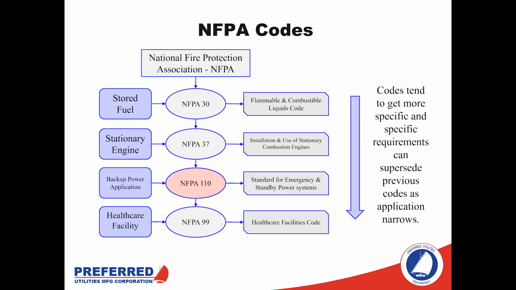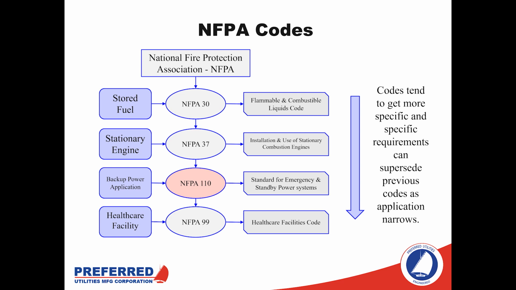Now, out of all of those codes, most of our time is going to be spent in the National Fire Protection Association codes. And when we look at the NFPA codes, they go from NFPA 30 generally up to NFPA 110 for systems that we're talking about right now. And they go from more general to more specific.